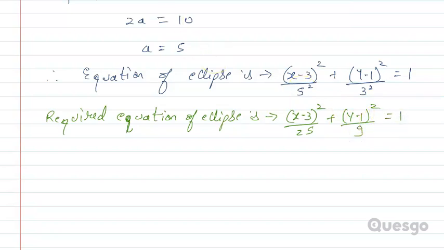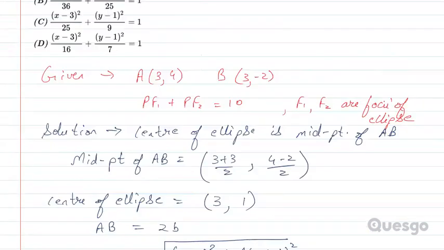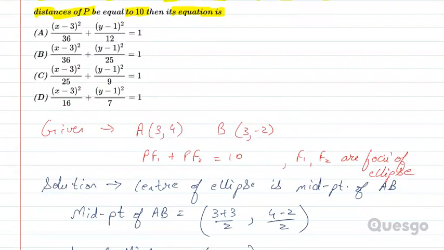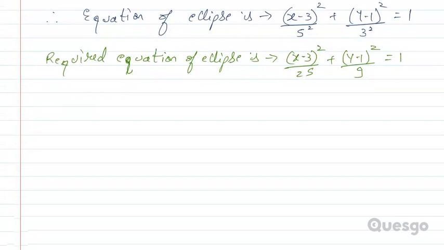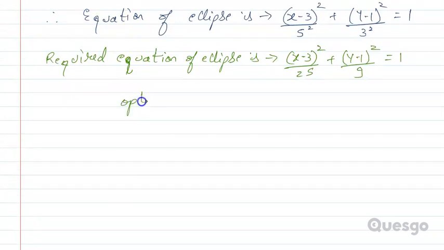Let's check which is the correct option. We can see that option C is the correct answer. (x minus 3) whole square upon 25 plus (y minus 1) whole square upon 9 equals 1. So option C is correct. Therefore, option C is correct. Thank you.